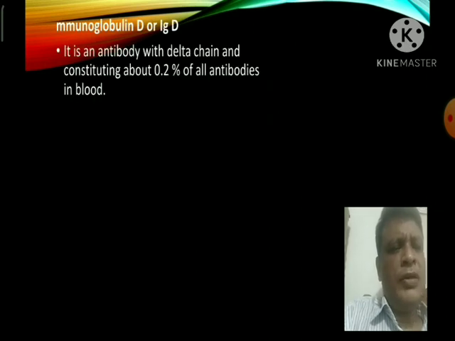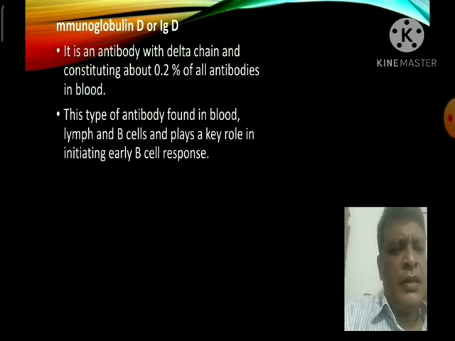Now the immunoglobulin D or IgD. It is an antibody with delta chain and constitutes about 0.2% of all antibody in blood. This type of antibody is found in blood, lymph and B cells and plays a key role in initiating early B cell response.